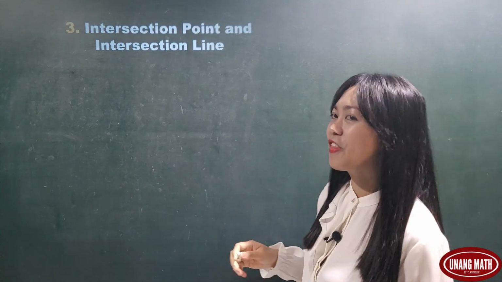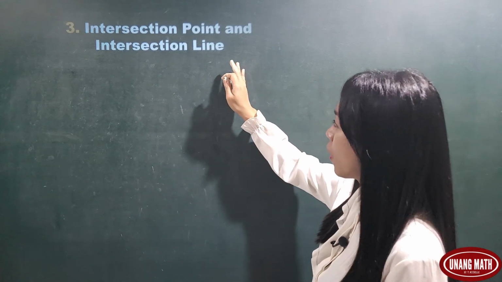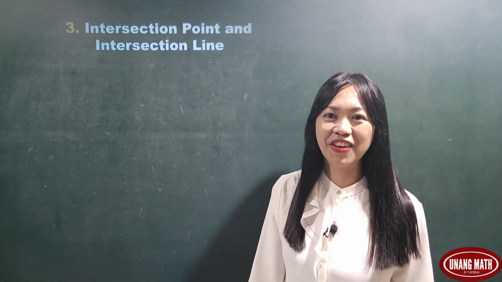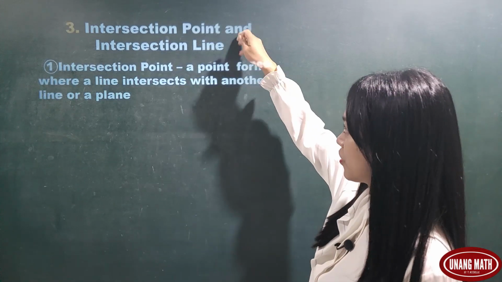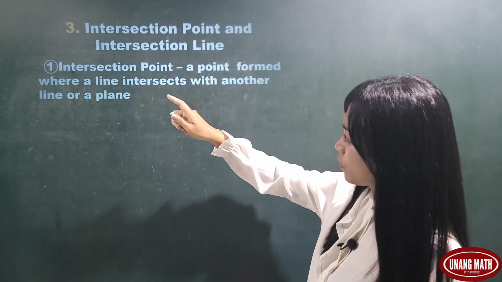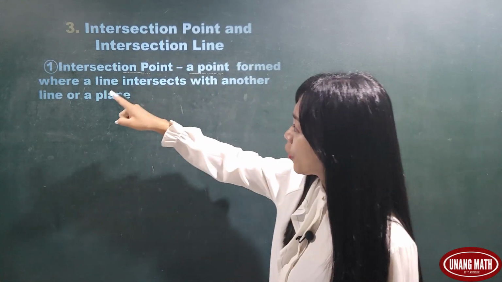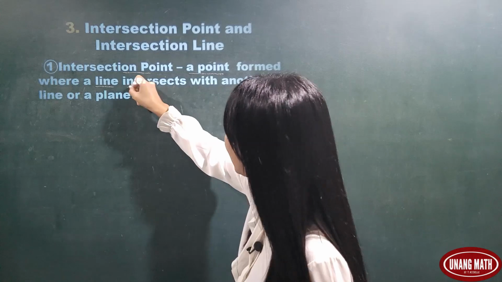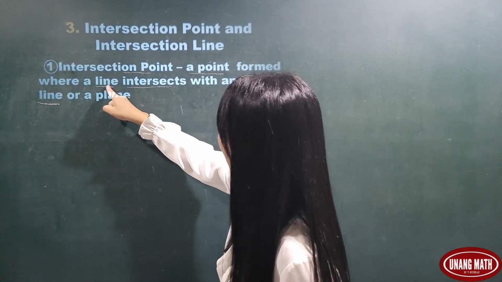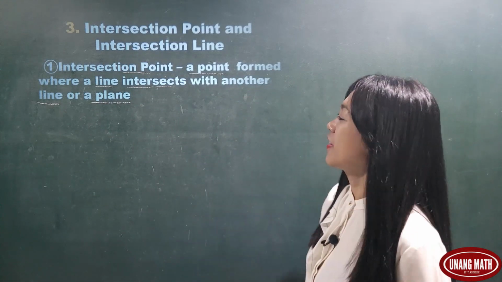In learning the elements of shapes, it's also very important for you to understand the concepts about intersection point and intersection line. Let's differentiate these two concepts. Let's start with intersection point. When we say intersection point, this is a point formed where a line intersects with another line or a line intersects with a plane. Let's give an example.